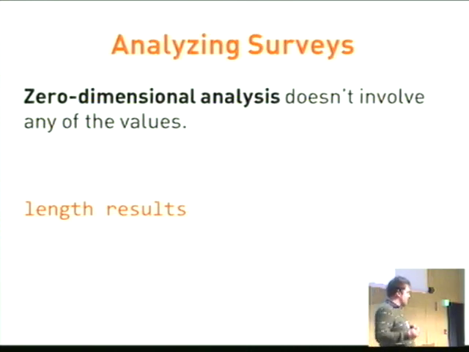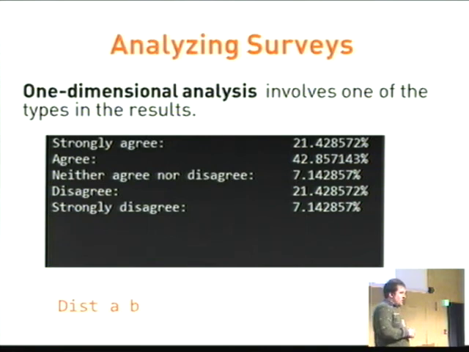But a one-dimensional analysis, by that token, would look at just one part of it. So in this case, this is a distribution of how the Likert scale answers might be answered within all of the people who responded to the survey. You can just take a look at it and see, oh, well, most people are agreeing. It's easy to make a statistical inference from that.